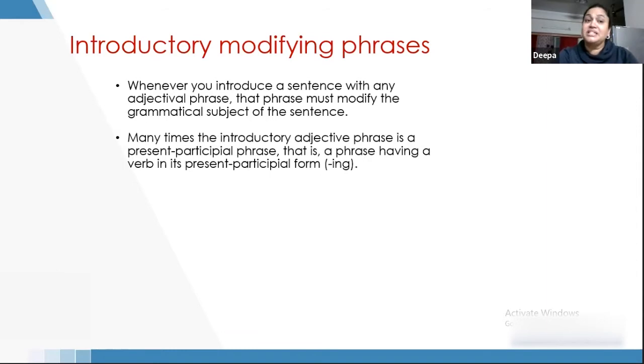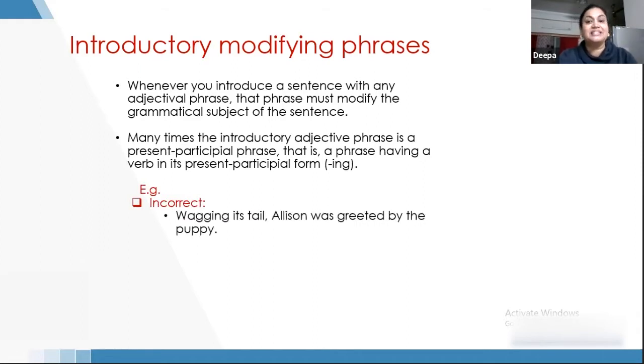Okay, many times the introductory adjective phrase is a present participle phrase, that is, a phrase having a verb in its present participle form, the ing form. This is basically a gerund form also. Here, the ing form is acting as a modifier and not as a verb. Okay, let's see the example.